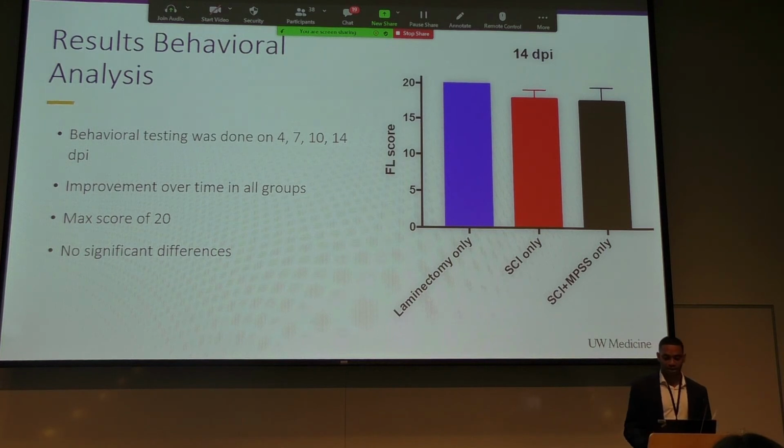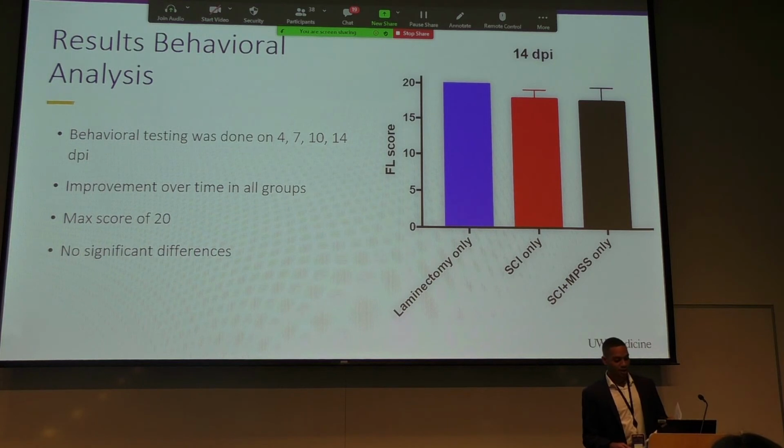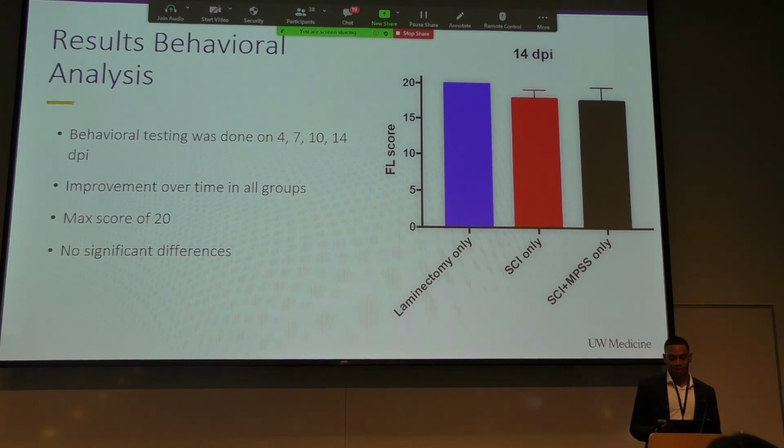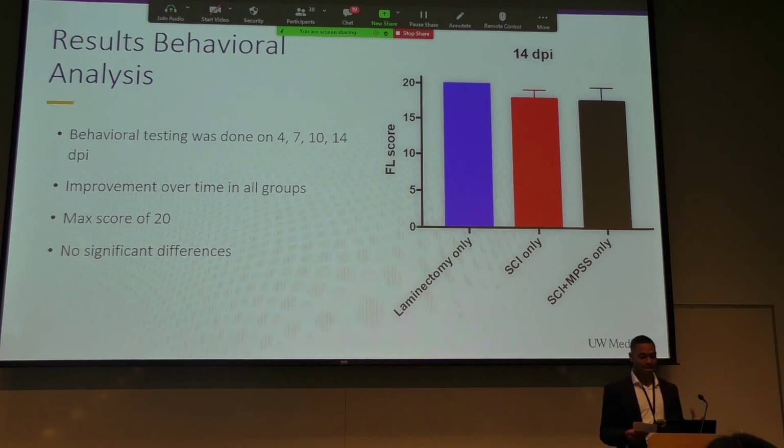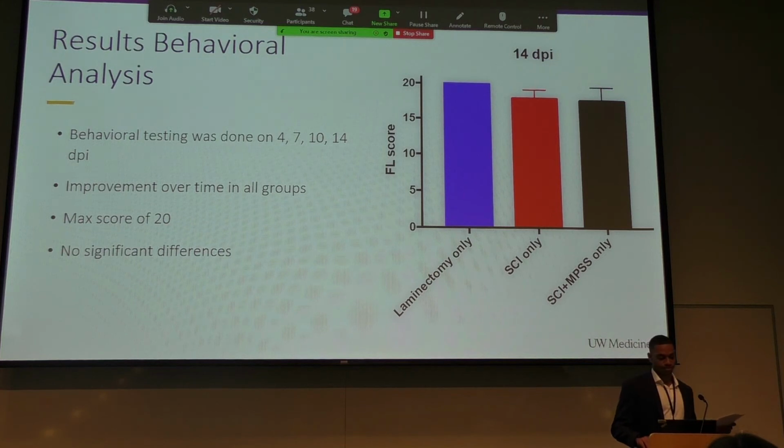However, if you look at the image, you see that there are no significant differences between the spinal cord injury only animals and spinal cord injury plus methylprednisolone. This could possibly be due to the fact that the experiment was 14 days long, and maybe if we extended the experiment, we would see greater differences.